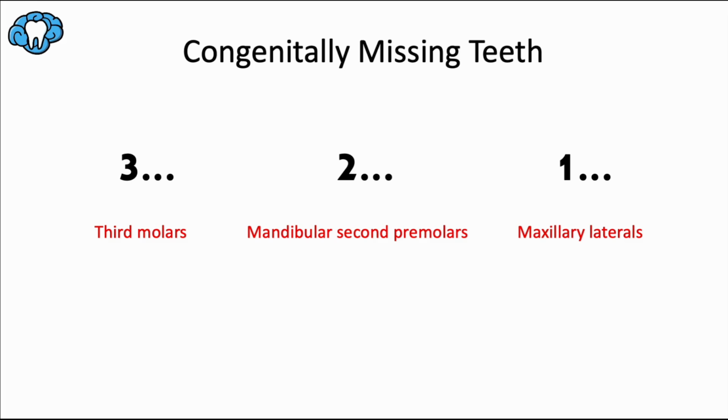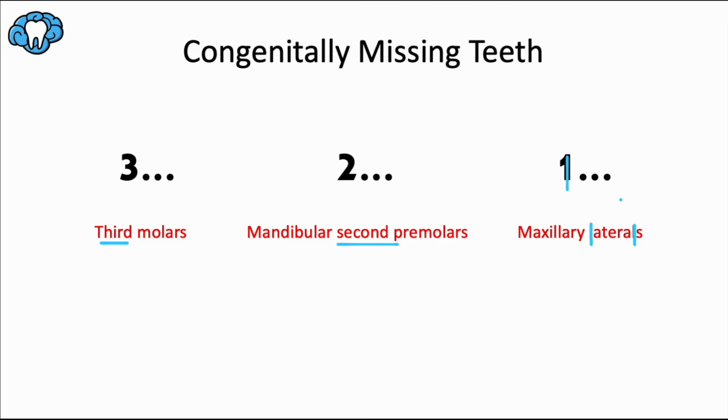For a simple way to remember the most likely missing teeth, just count down 3, 2, 1. 3 is for your third molars. Those are the most likely missing teeth. 2 is for the mandibular second premolars. And 1, well, it's a little bit of a stretch, but the word lateral has 2 L's in it. It starts and ends that way, and 1 kind of looks the same. So that's how I remember that one.